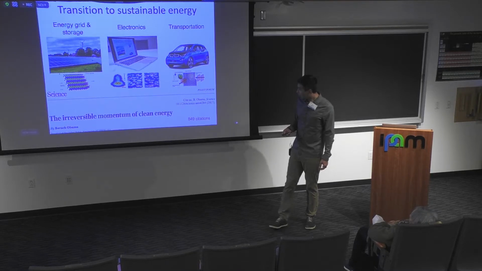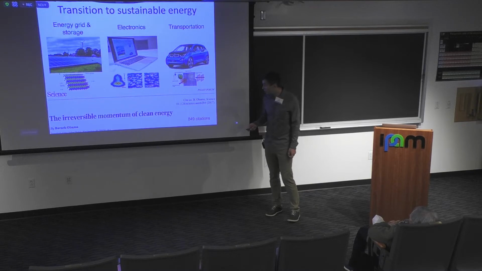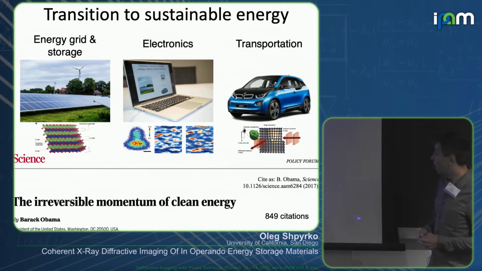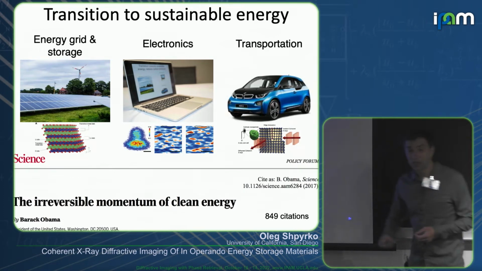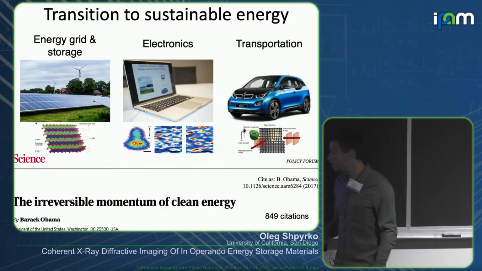There is an article in Science, quite old now, 5 years ago, written by Barack Obama, which basically summarizes why we need a global solution to move towards clean energy. It has 849 citations if anybody wants to check. So for young people, if you're the president, you can publish in Science and it will be cited.